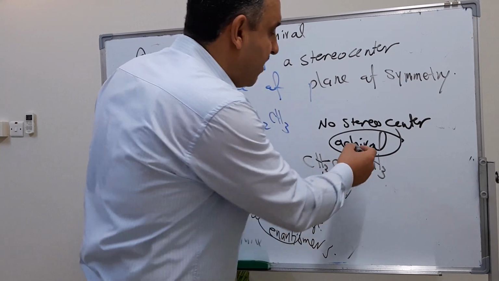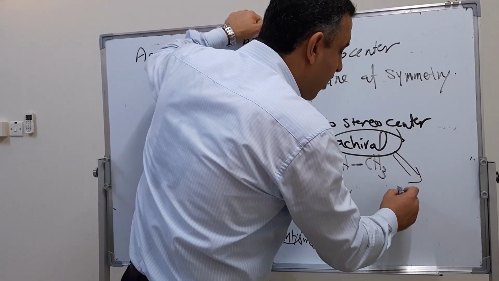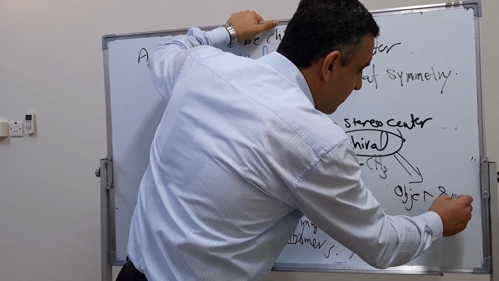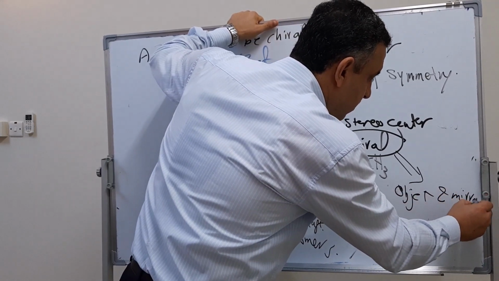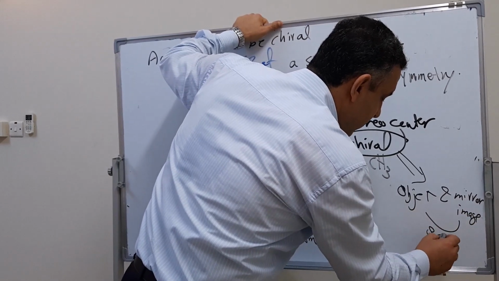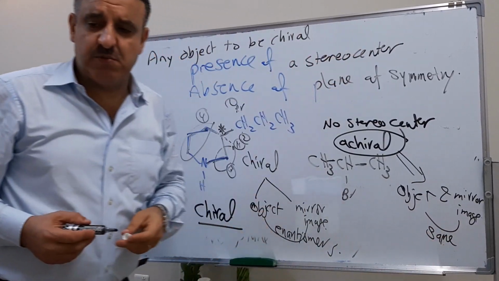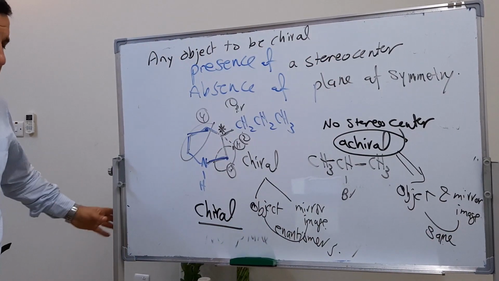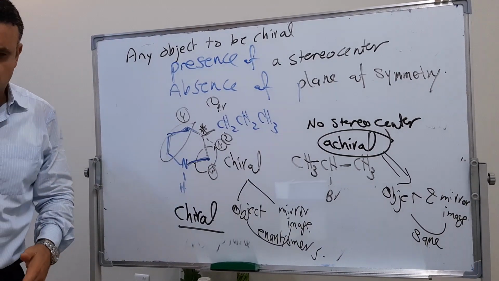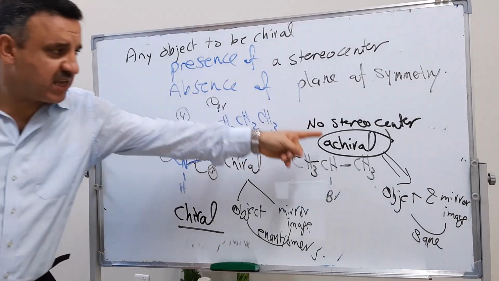Here this compound is achiral, which means the object and the mirror image are the same. Yani, we don't have the handedness property. We don't have the right hand side molecule and the left hand side molecule. We just have the same molecule all the time because it is achiral.